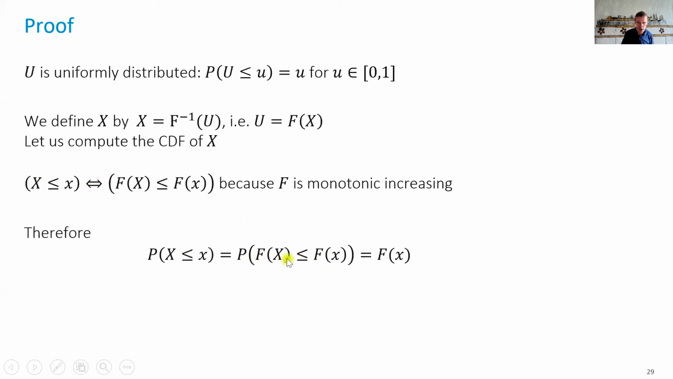Now, I apply this here. F of x is u. The probability that u is less than F of x is equal to F of x, right? Which is this property here: the probability that u is less than little u is equal to little u. So here my little u is F of x. So we see that the CDF of the random variable capital X is precisely my function F. At least in this simple case, this is the proof.